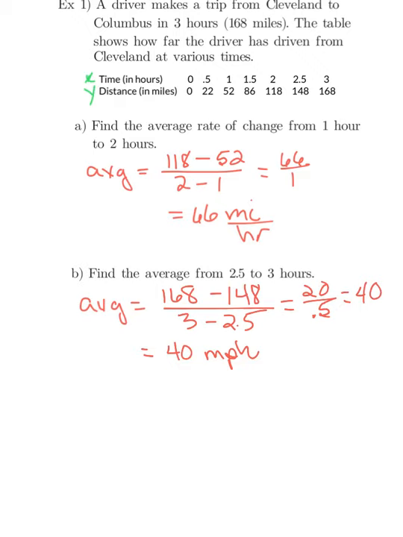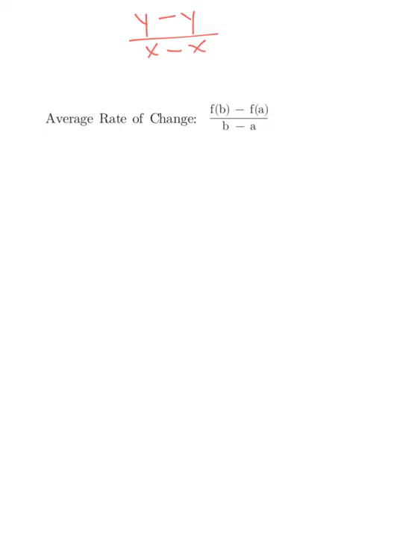If you think about what we did on both of those problems, we took a y minus a y over an x minus an x. Does that sound familiar? It should. It's the same idea as the slope formula. This leads us to our formula for rate of change. Our average rate of change formula is f of b minus f of a over b minus a.